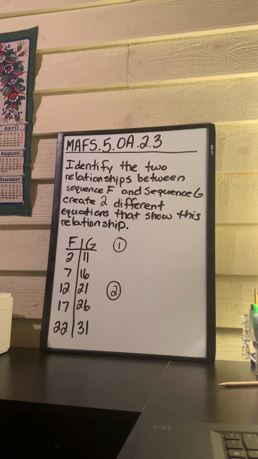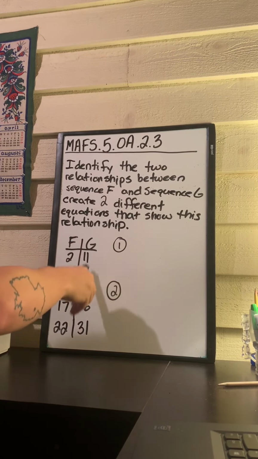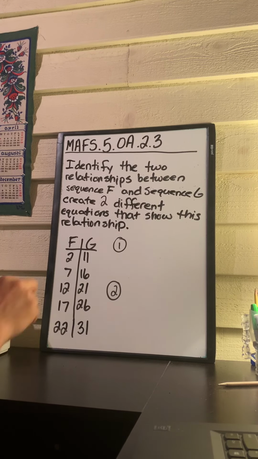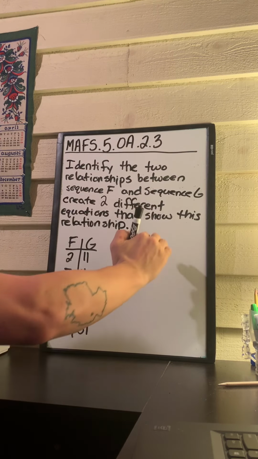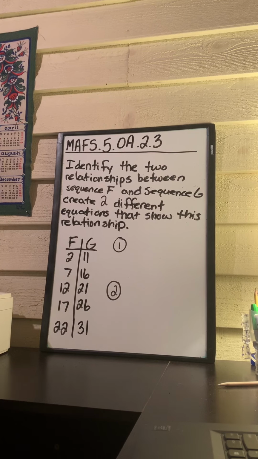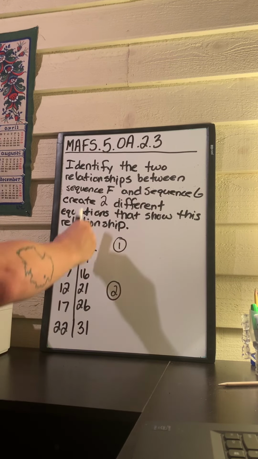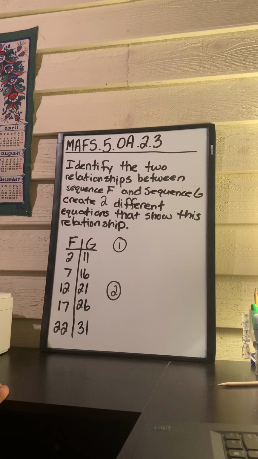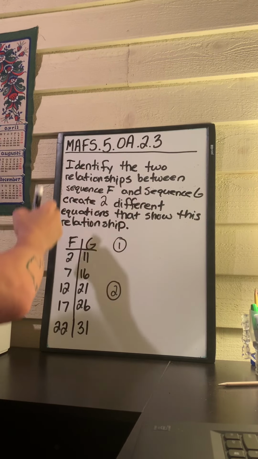So our third and final question is, identify the two relationships between sequence F and sequence G. Create two different equations that show this relationship. And here is sequence F, just like a pattern. And here is sequence G, and they're the same thing as patterns. We're going to be looking at these corresponding terms to find the relationship, and we're going to use that relationship to create two different equations. The first equation is going to be, how do I get from F to G? And the second equation is how I get from G to F.